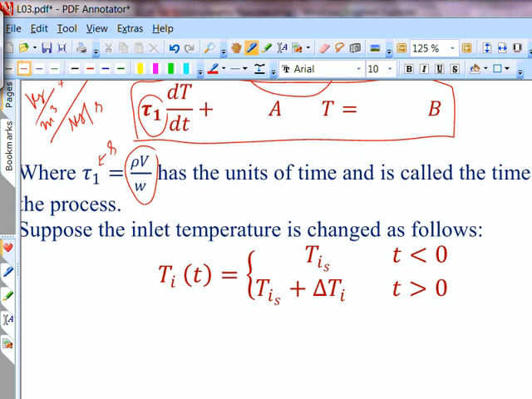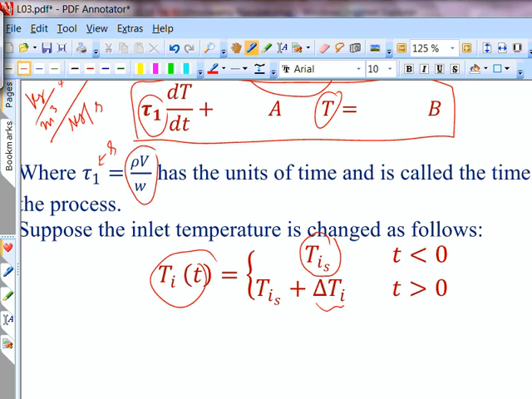And what we are going to do is look at different scenarios, and this is in fact what you're going to do in your assignment too. What happens if I change the inlet temperature from the current steady state value, TIS, by a certain amount? So I'm increasing the inlet temperature by 10 degrees or decreasing it by 10 degrees. How does the temperature of the tank, this T, change over a period of time?